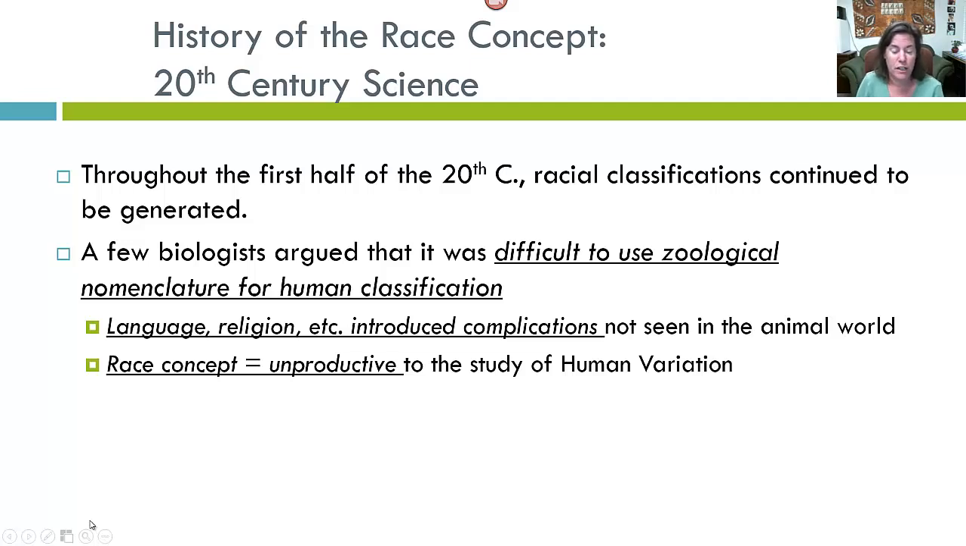Throughout the first half of the 20th century, racial classifications continued to be generated. A few biologists, however, such as Ashley Montagu and Julian Huxley, began to argue that it is difficult to use zoological nomenclature for human classification because of language, because of religion, that they introduce complications that are not seen in the animal world. They argued that the race concept is unproductive for the study of human variation. Montagu was probably the most vocal opponent of the use of the term race to classify and study human variation.